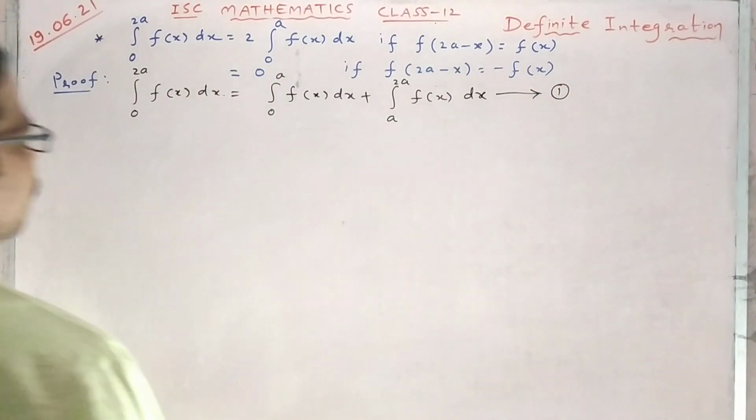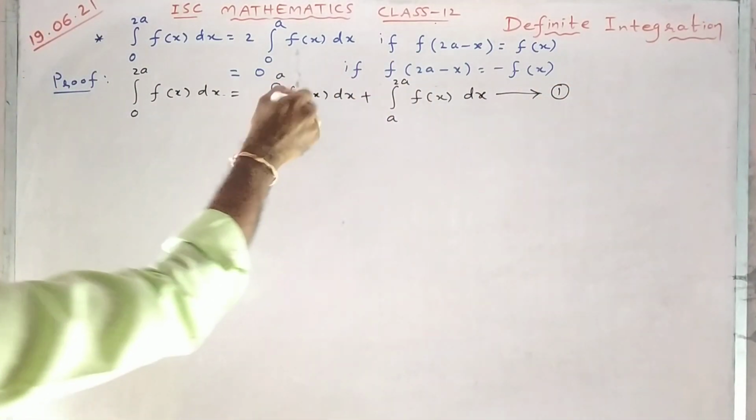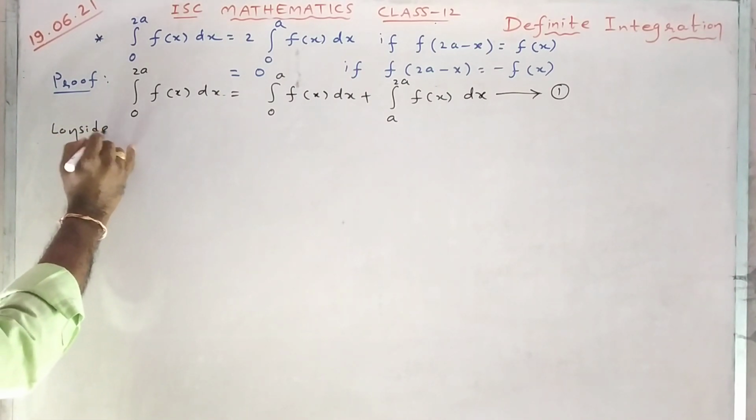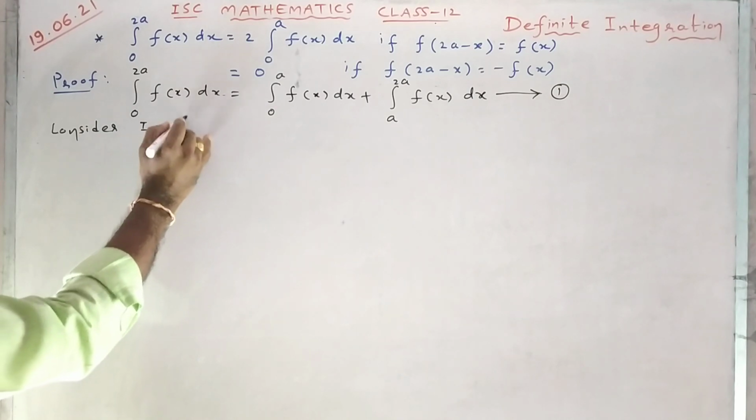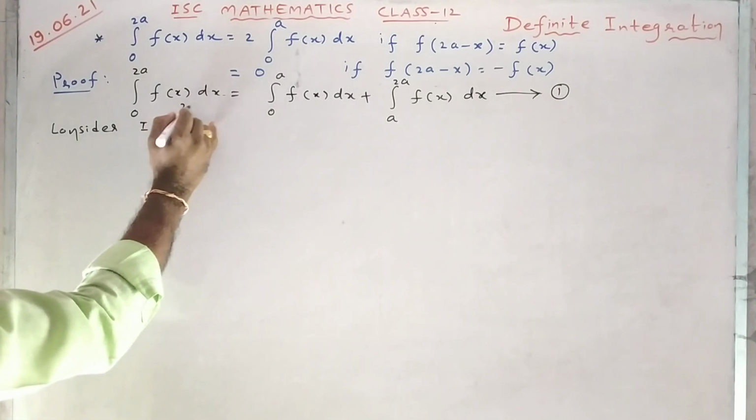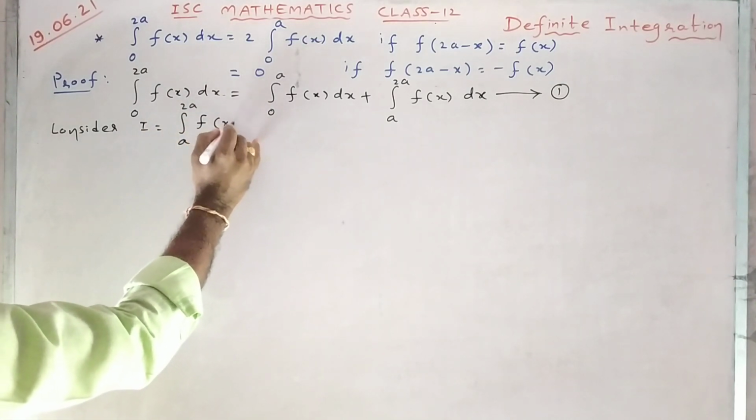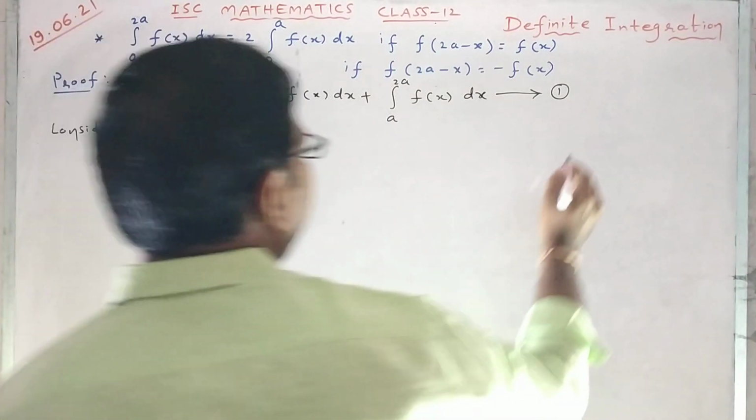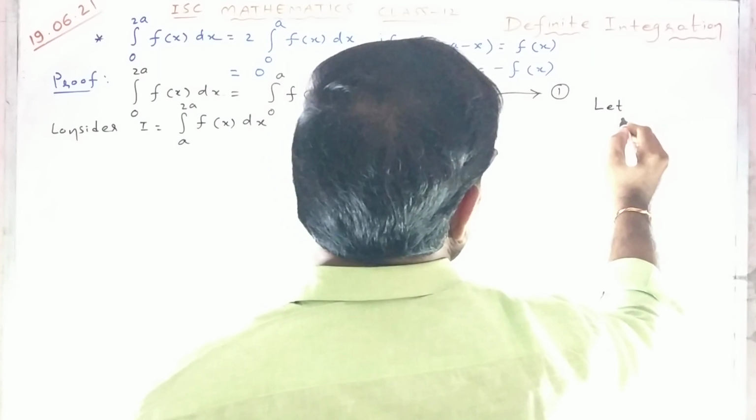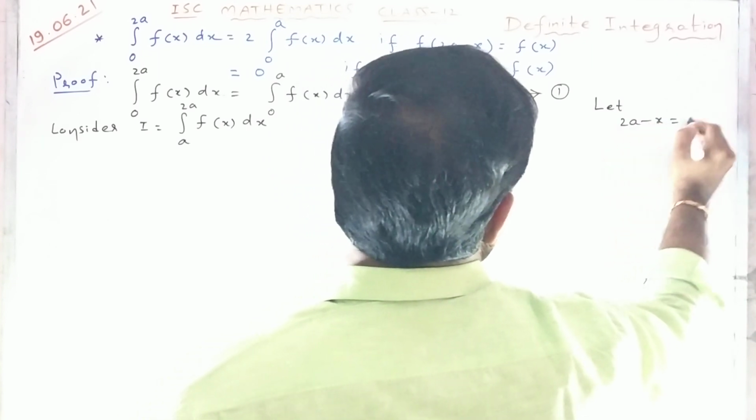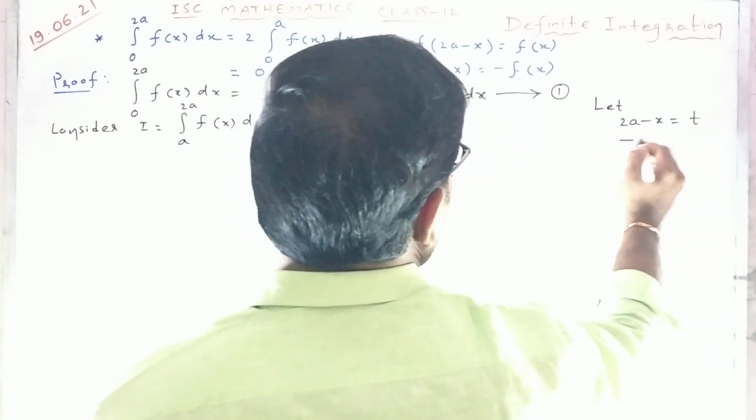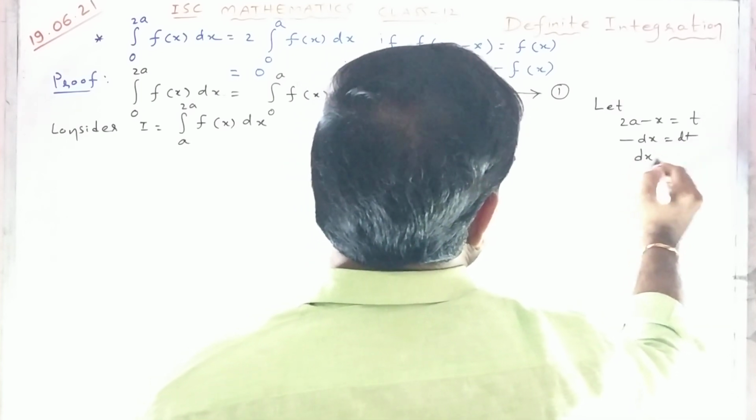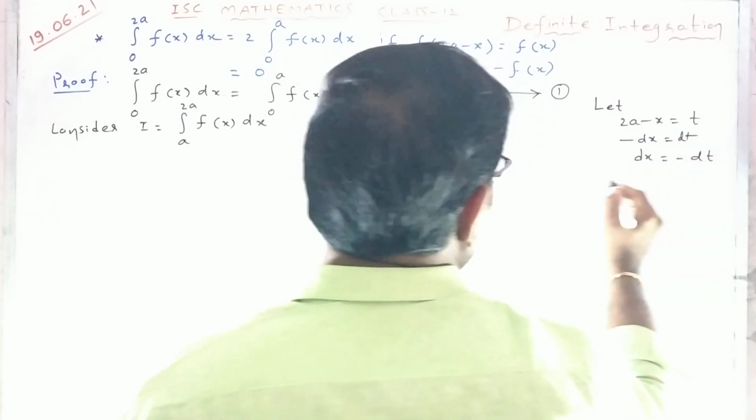This first one is a normal value. Let us consider I equal to integral a to 2a f of x dx. This value we should find out. How do you find it? For that, let 2a minus x equal to t, minus dx equal to dt, dx equal to minus dt.